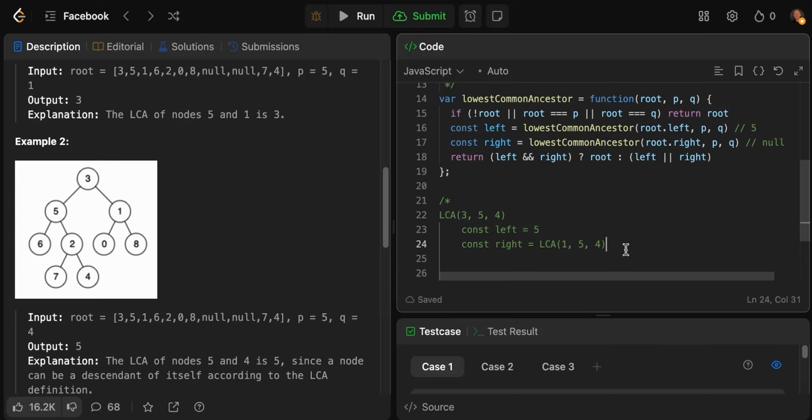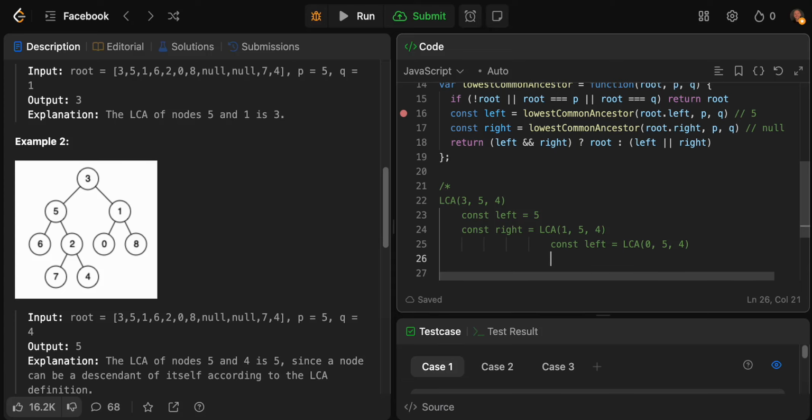So then we go through this again. Pop, pop, pop. And we do not hit a 5 or a 4, so then we end up going through lines 16 and 17 again. So all the way back over here, we have LCA. So our constant, I'm trying my best to be as convenient as possible. So here we go, left. Our constant left would now be equal to LCA of the left of 1, which would be our 0. We'll also pass our 5 and our 4.